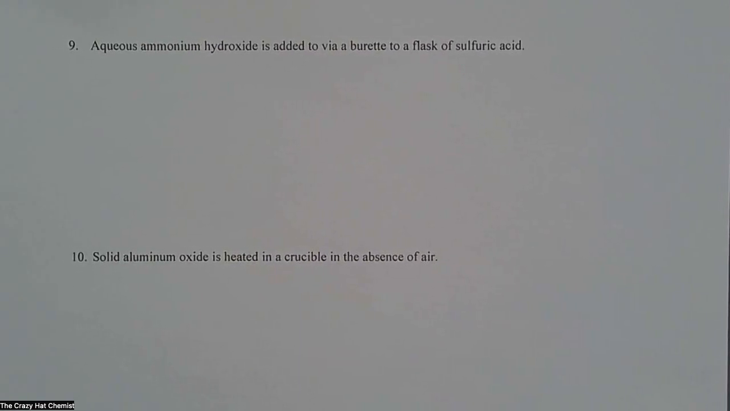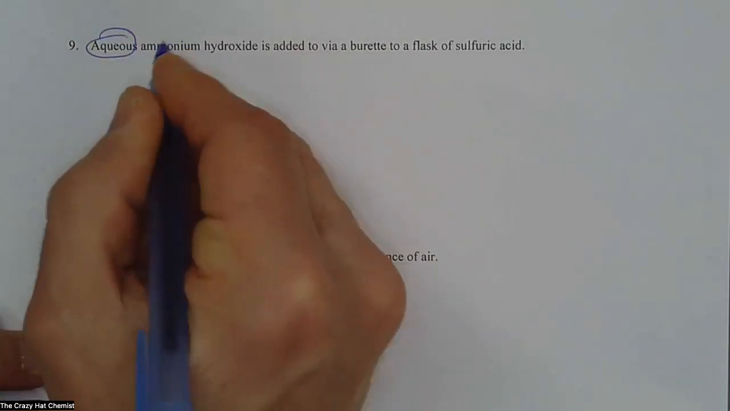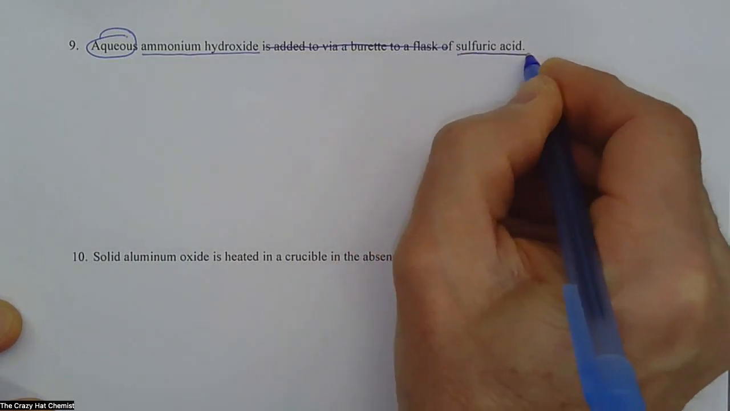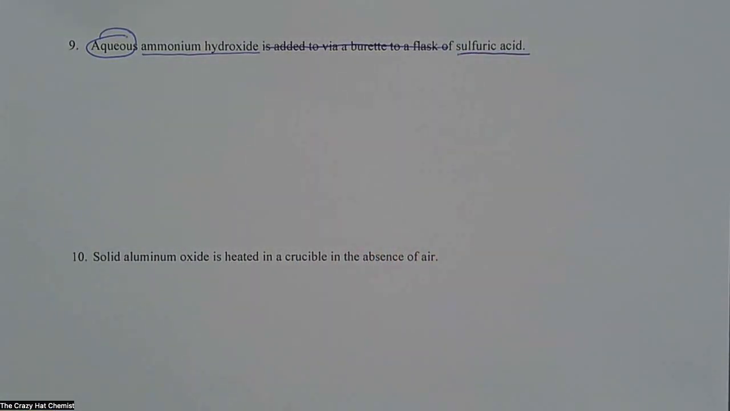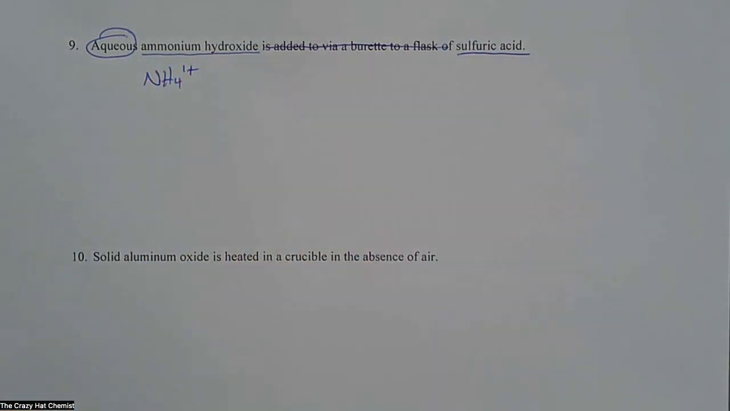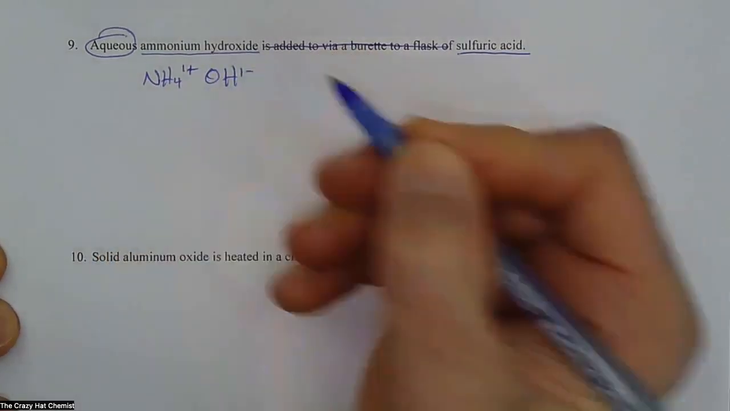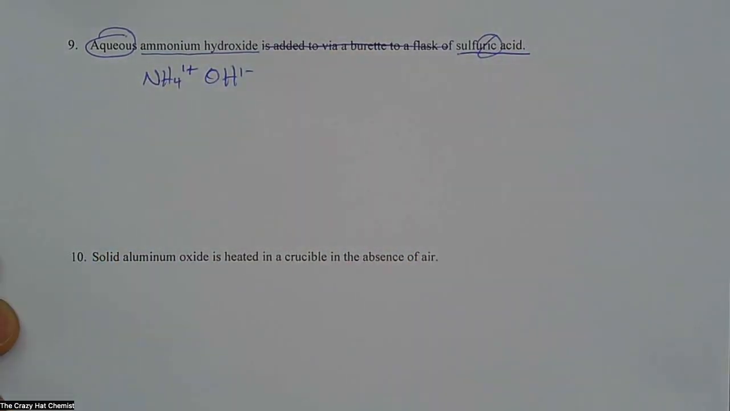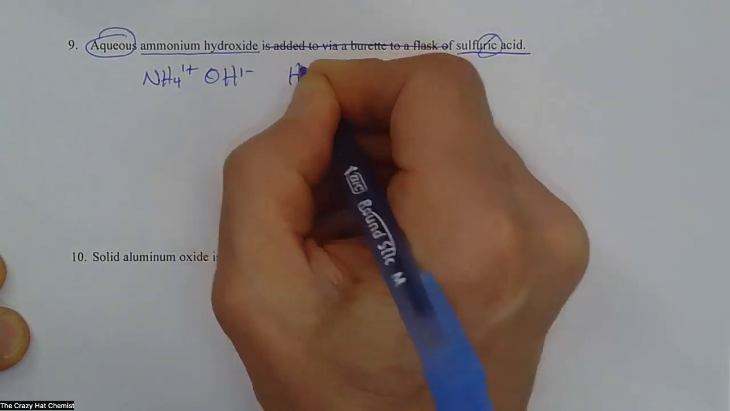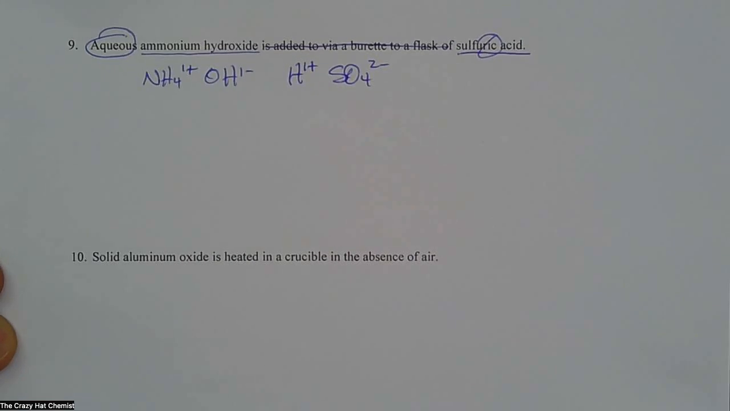All right, number 9, it says aqueous ammonium hydroxide is added via a burette to a flask of sulfuric acid. All right, so ammonium hydroxide, ammonium is this polyatomic ion. You have to know this polyatomic ion. It is the only polyatomic cation, so that's why it's very important. Hydroxide is a polyatomic ion. There we go. Sulfuric acid, we have done sulfuric acid previously, but that is coming from sulfate. That's SO4 2 minus, and it's an acid, so that's a 1 plus for the hydrogen.